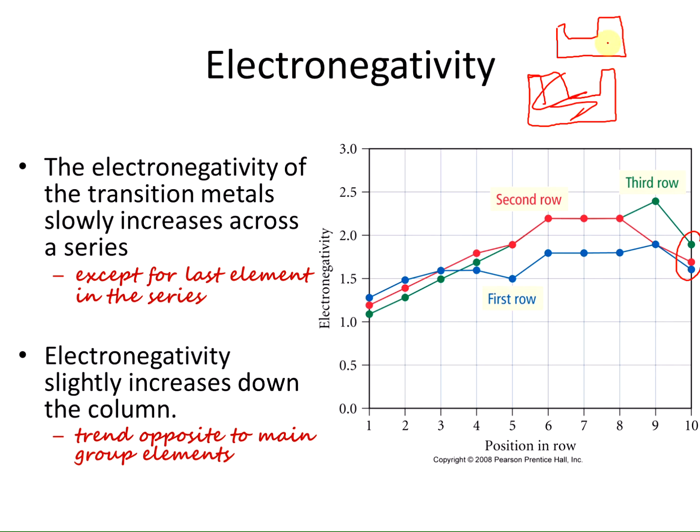Electronegativity increases as you go up and to the right and the closer you get to fluorine. And then also electronegativity slightly increases down the column. So as you go down, it becomes slightly more electronegative, and so that's opposite of the trend that we saw for the main group elements.